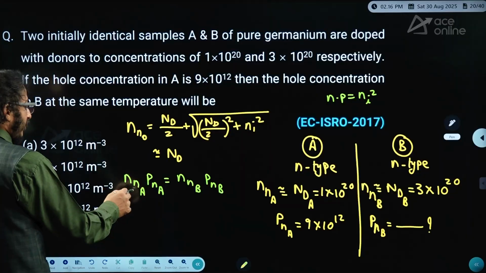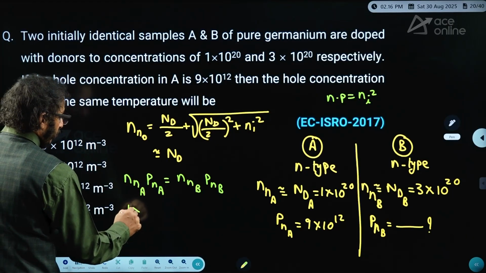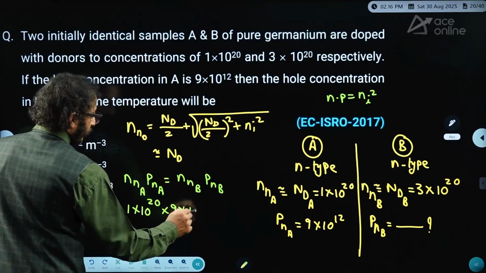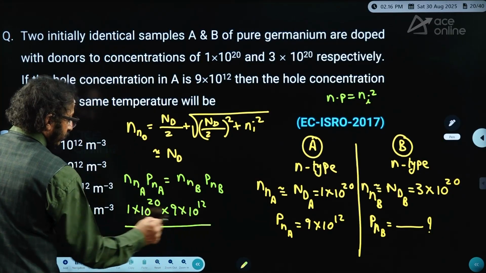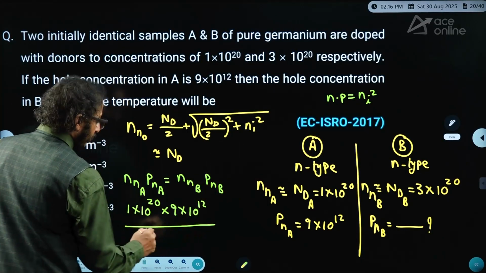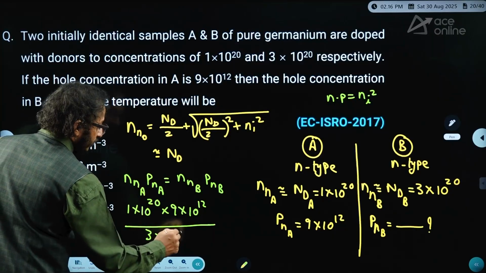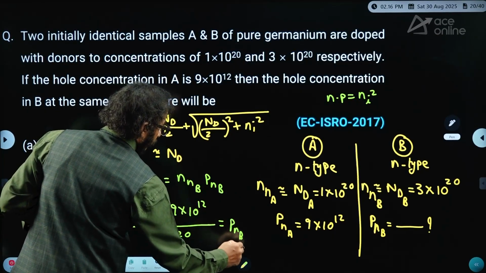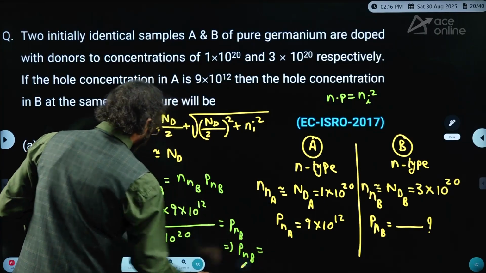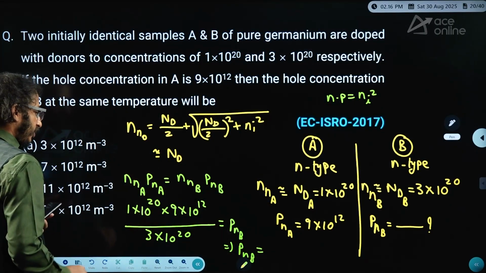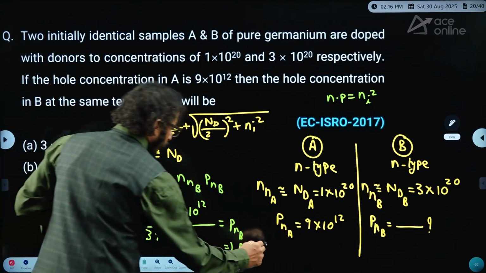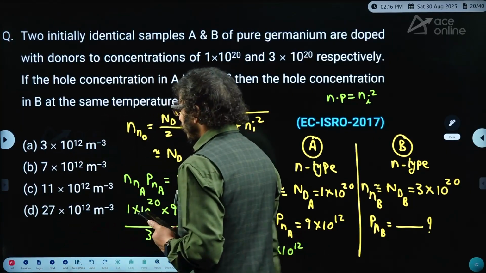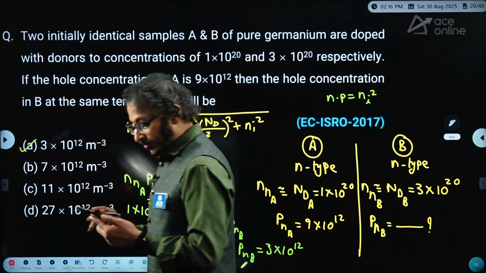NNA he has given as 1 into 10 power 20, PNA as 9 into 10 power 12, and NNB as 3 into 10 power 20. Now what will be PNB? From here, 10 power 20 and 10 power 20 nullify, and 9 divided by 3 is 3. So 3 into 10 power 12. Option A is apt for the given question.